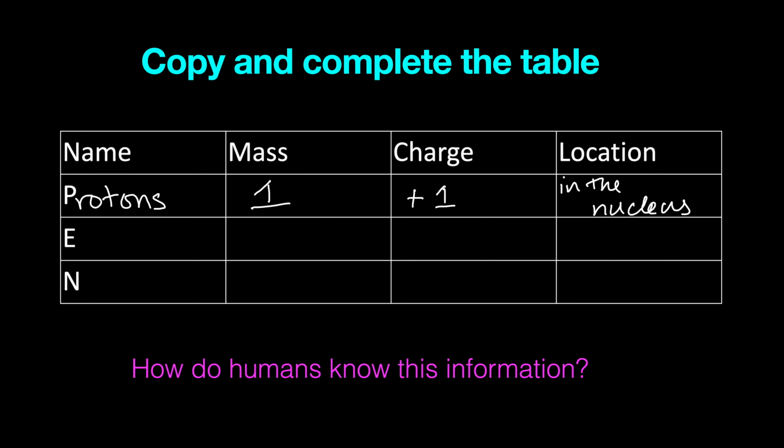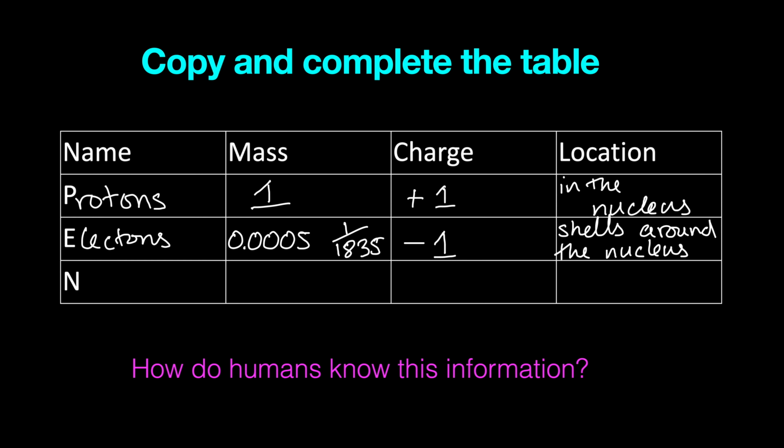The subatomic particle that begins with E is the electron. Their mass is much lower than 1. It's actually 0.0005 or 1 over 1835. Unlike protons, electrons have a charge of -1, and they are located in the shells surrounding the nucleus.